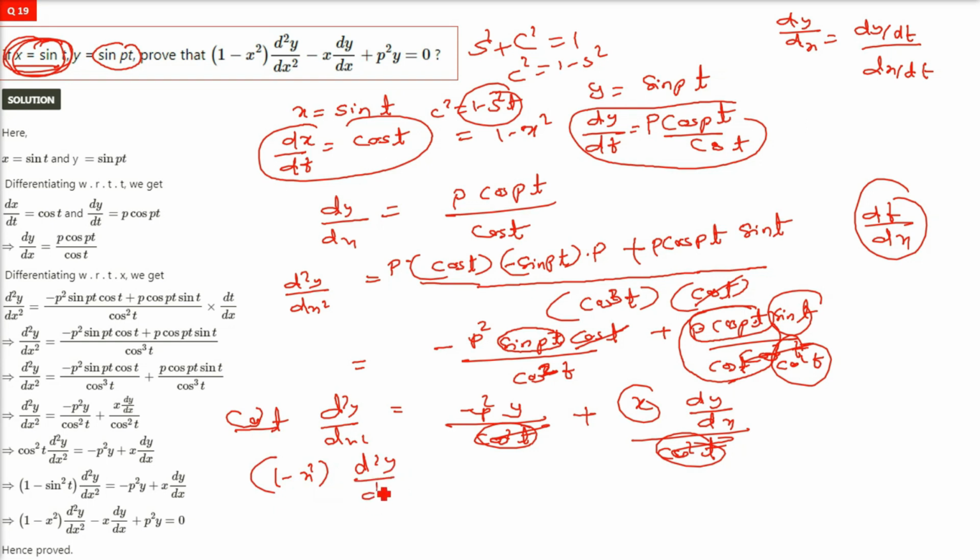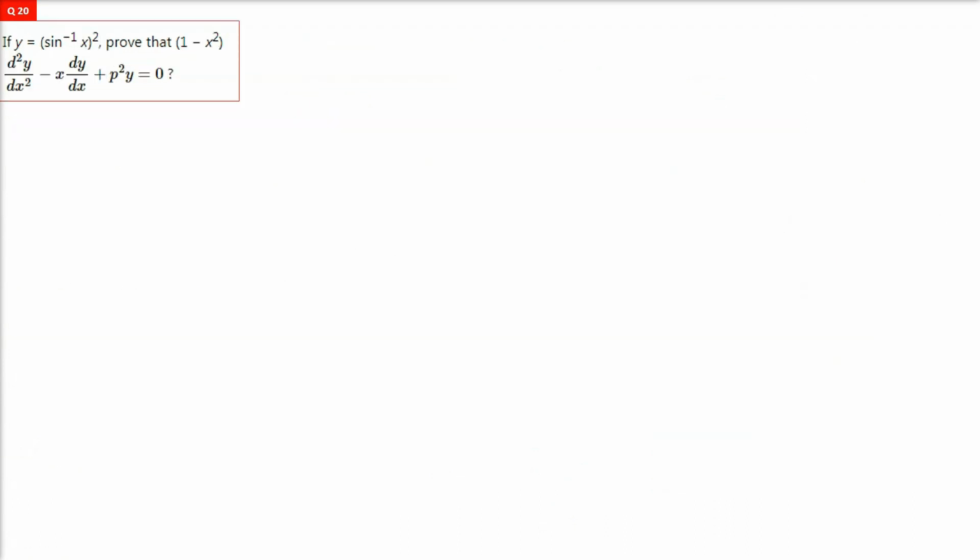So we have 1 minus x square times d2y by dx2, and it is already there, minus p square y. Let us take it on the left, so it will be plus p square y. Then we have x dy by dx, because the cos square t denominator is taken on the left hand side by cross multiplication. So this is the whole equation which we wanted to be proved. What is x, what is y? Because this is a parametric form. First we have to do it parametrically, and then we have to go to the final solution.